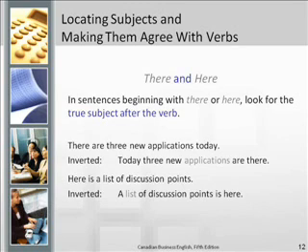This is similar to our second example. Here is a list of discussion points. We know that here can never be the subject of the sentence. And the verb in this sentence is the word is. And so when we have a look at the subject, it will follow the verb. In this case, the subject of the sentence is the word list.